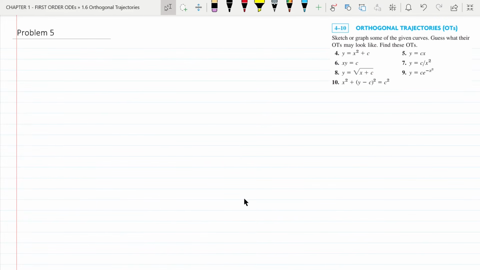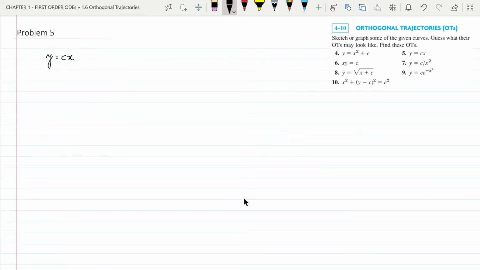Problem 5. The family of curves given is y equal to cx, and we have to find the orthogonal trajectories to these family of curves. So we know that y equal to cx are straight lines passing through the origin. And while discussing the theory of this chapter at the beginning of the video, we have already discussed that for circles, the orthogonal trajectories are straight lines which pass through the center of the circles. So vice versa will also be true. So that means for the straight lines, circles will be orthogonal trajectories.